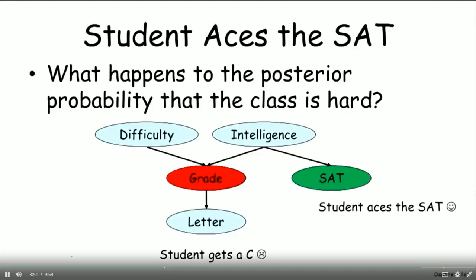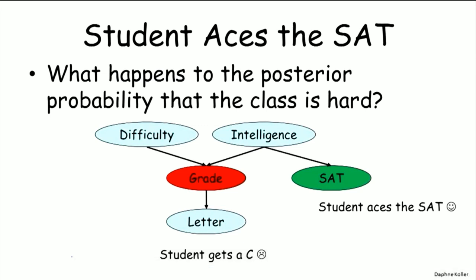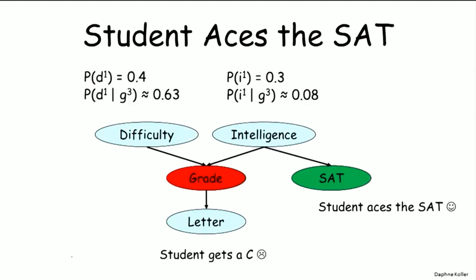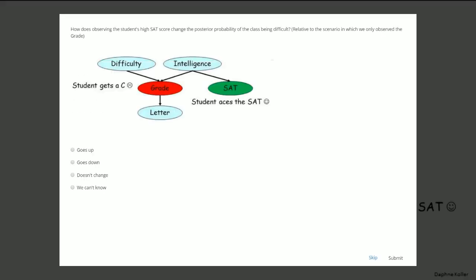Finally, let's go back to our example and look at an interesting reasoning pattern that involves even longer paths in the graph. So let's imagine that the student got a C, but now we have this additional piece of information that the student actually aced the SAT. So let's see what happens there. Remember that when we just had the evidence regarding the grade, the probability that the student was intelligent was only 0.08. How does observing the student's high SAT score change the posterior probability of the class being difficult?